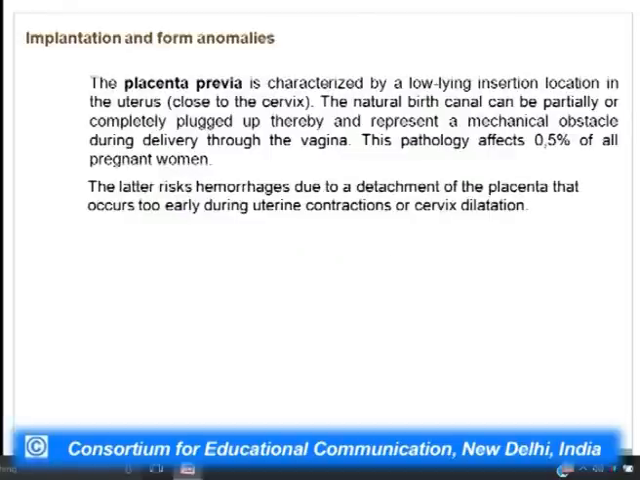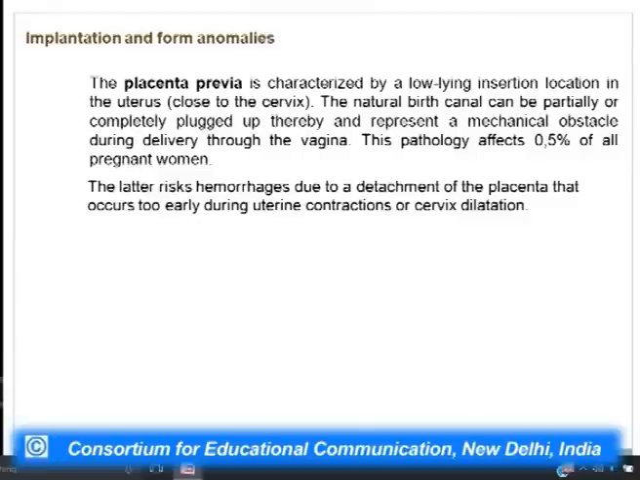There are certain implantation and form anomalies. For example, placenta previa is characterized by a low-lying insertion location in the uterus, close to the cervix. The natural birth canal can be partially or completely plugged up and represent a mechanical obstacle during delivery through the vagina. This pathology affects 0.5% of all pregnant women. It risks hemorrhages due to the detachment of the placenta that occurs too early during uterine contractions or cervix dilation.